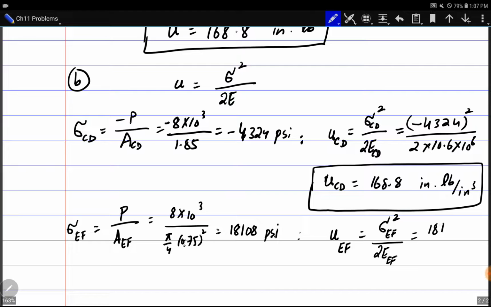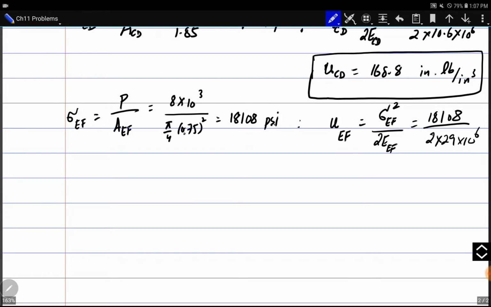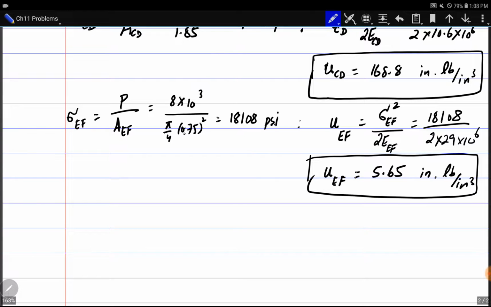So 18108 divided by 2 into EEF, which is 29 into 10 power 6. So UEF becomes 5.65 inch pound per cubic inch.